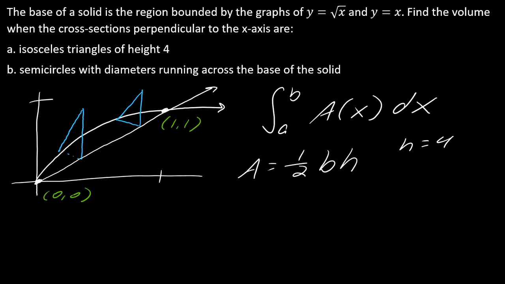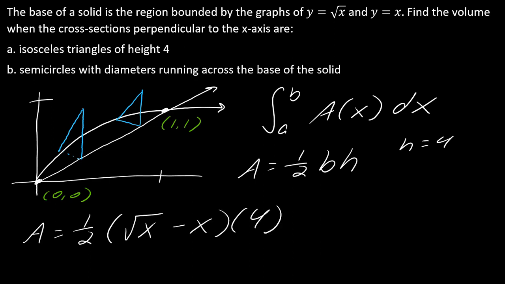So my base is going to be the top. It's always the highest minus the lowest. So here's the top piece, here's the bottom piece. So my area will be 1/2, and the base is going to be the square root of x minus x, and then all of that times 4. Okay, so that's our area. We figured it out. And so now I can just take this along with my bounds and plug it into my integral. So let's make some space.